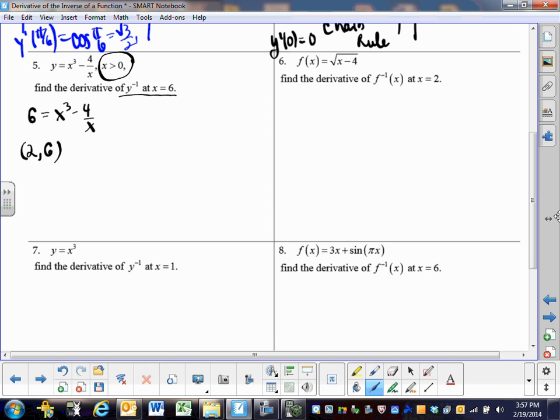So the inverse function has the point 1 comma 0. So the inverse slope is going to be the reciprocal of the other slope. So the original slope at 0 is going to be 0, because the derivative at 0 has sine of 0, which is 0. That means that the inverse derivative at 1 is 1 over 0. So D and E.